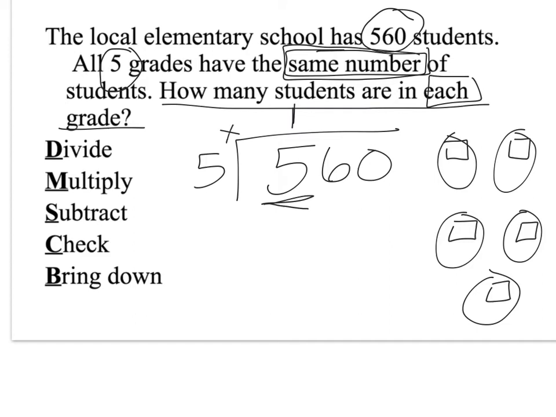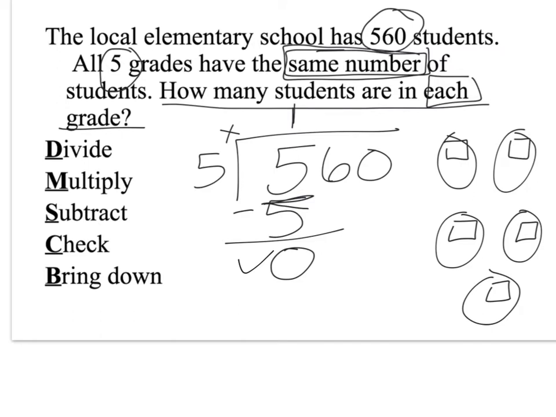Then I'm going to multiply. 1 times 5 is 5. I'm then going to subtract. 5 minus 5 is 0. We then need to check to make sure that when I subtracted, this number is smaller than my divisor. It is, so now I can bring down.